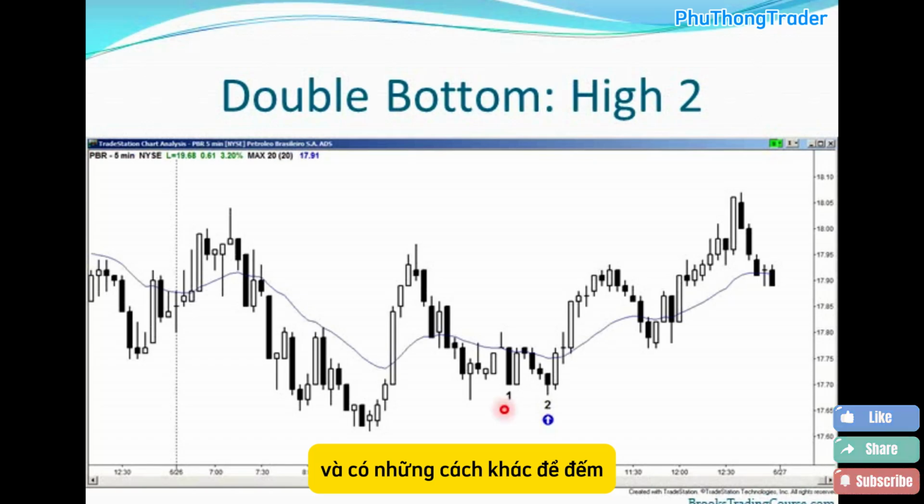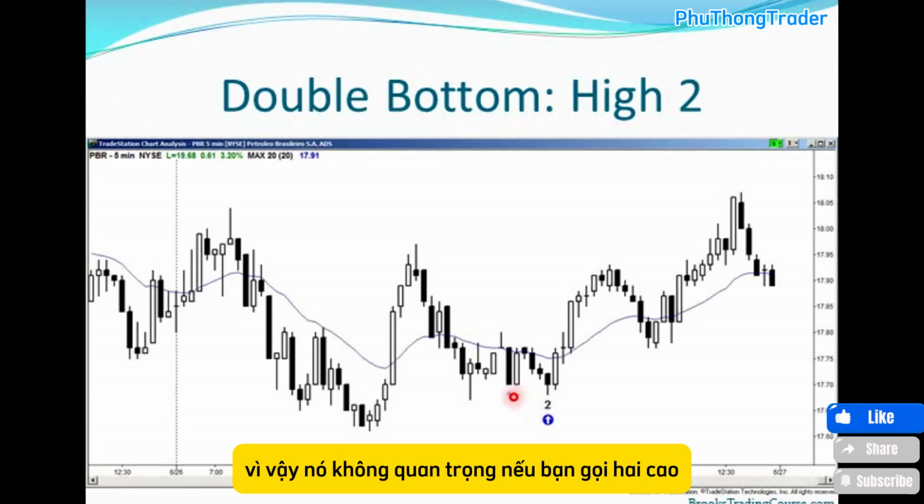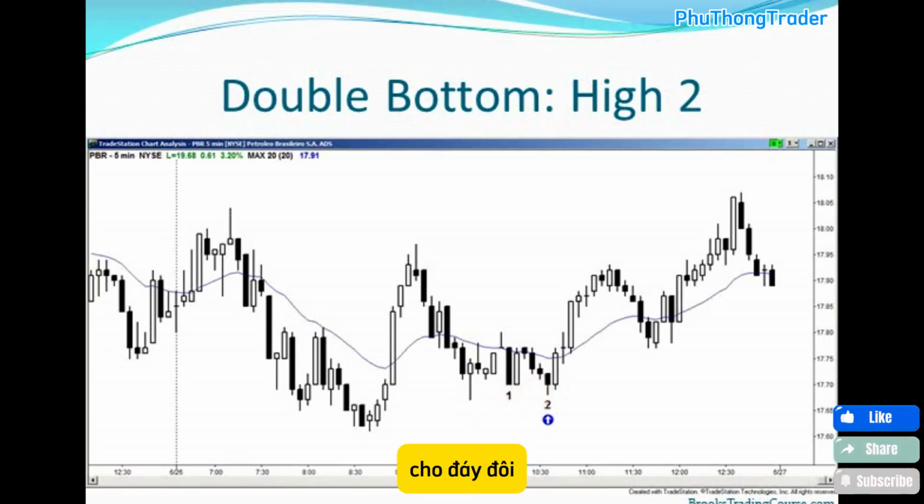And there are other ways to count. So instead of calling this bar 1, you call this bar 1. The market tried to resume up here and then had a 2-legged pullback here. So it doesn't matter if you call the high 2 these 2 bars or this bar and that bar for the double bottom.